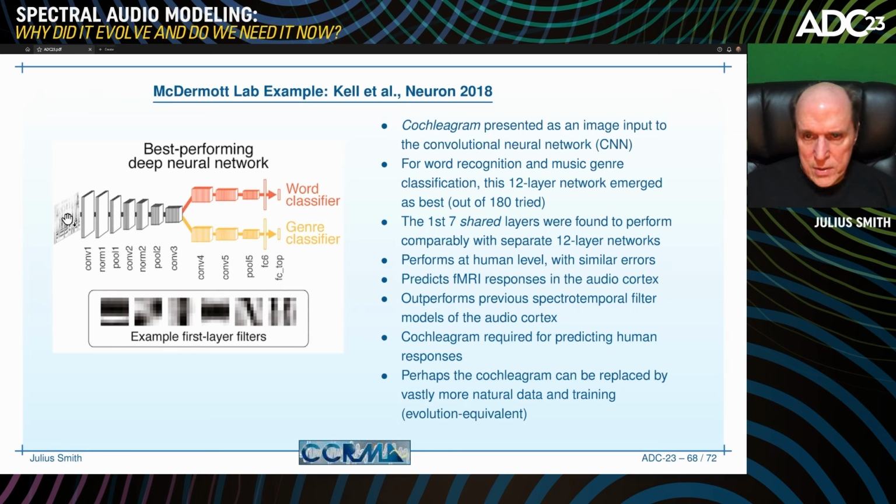Another thing I want to mention is that this thing performs at human level with similar errors. And if you want those similar errors, you need this. They did try getting rid of the spectrogram front end, and they found that the predictions were no longer human. The way the feature maps evolved after that became very alien to us.